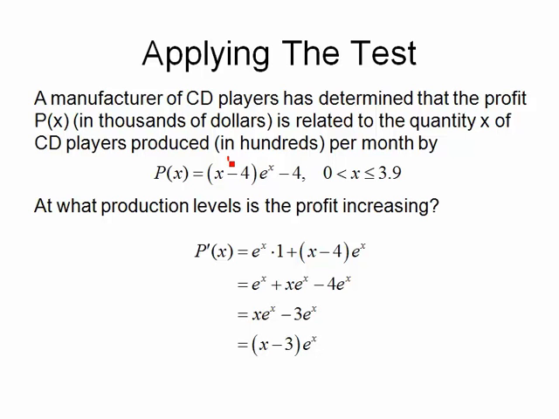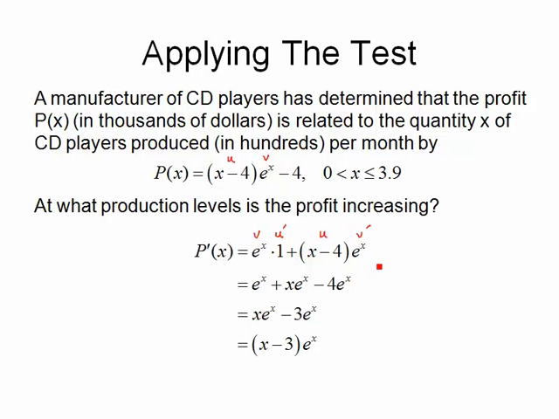So if u is x minus 4 and v is e to the x, we have v, which is e to the x, u prime, the derivative of x minus 4, is 1, plus u, v prime, the u, remember, was x minus 4, and the derivative of e to the x is e to the x.